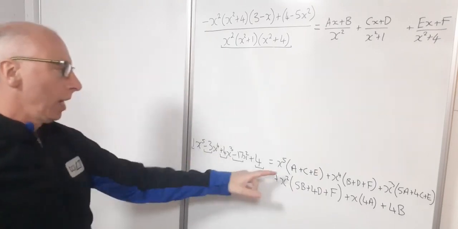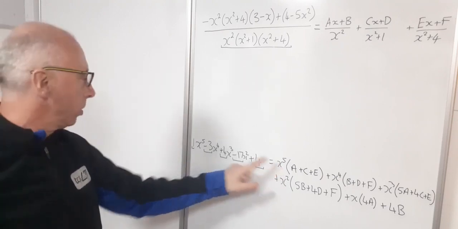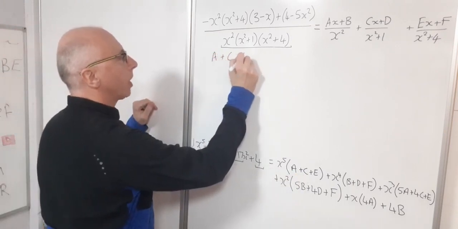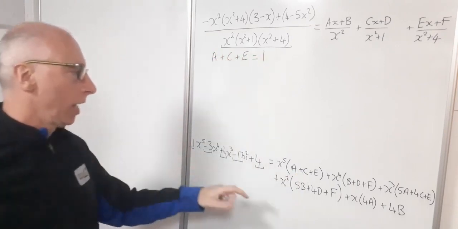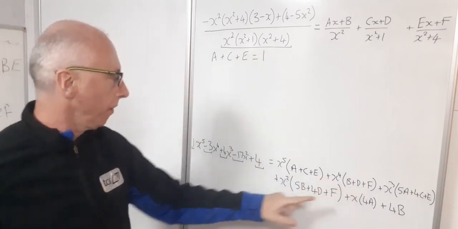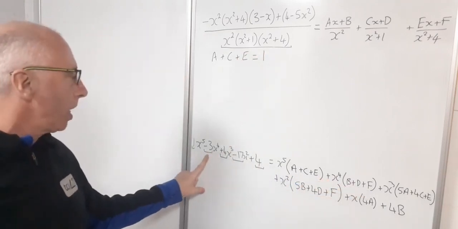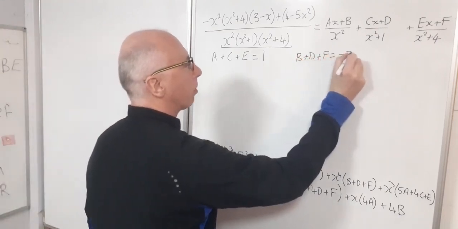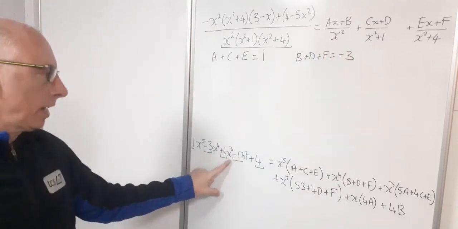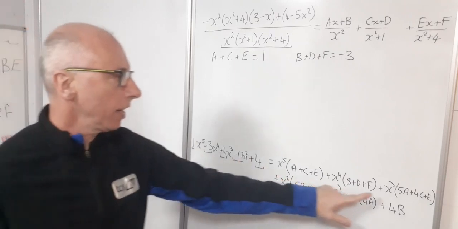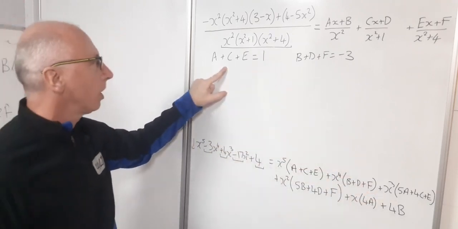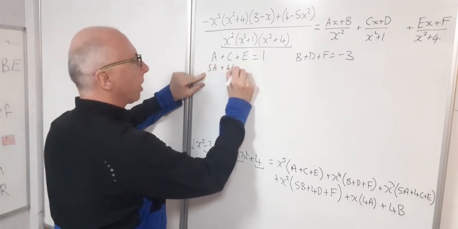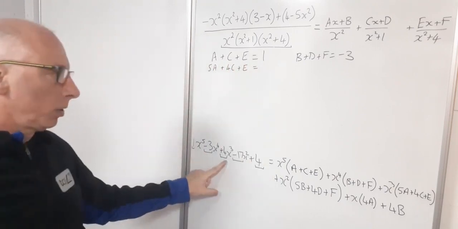Okay, so let's work this out. X to the 5, the coefficient for that is just 1. So a plus c plus e should equal 1. So a plus c plus e, that equals 1. X to the 4, I've got b plus d plus f. The corresponding coefficient for that one is minus 3. So b plus d plus f should equal minus 3. Okay, now x cubed, so a, c and e. So I'll put them on this side. So I've got similar coefficients on each side. So 5a plus 4c plus e, that should equal plus 4.